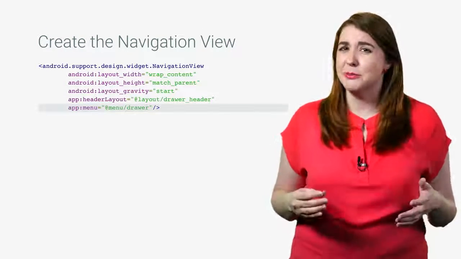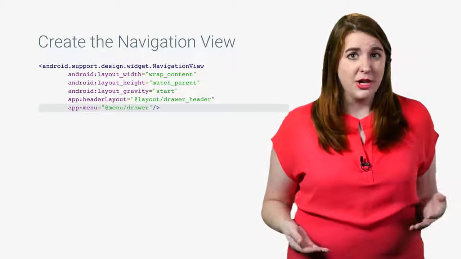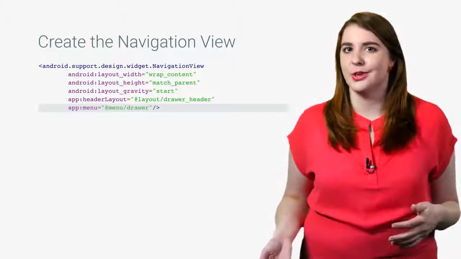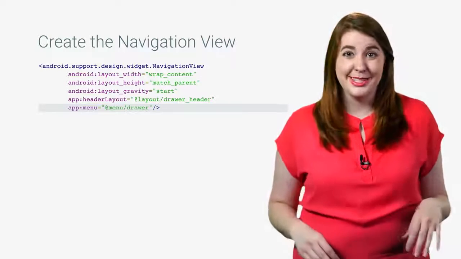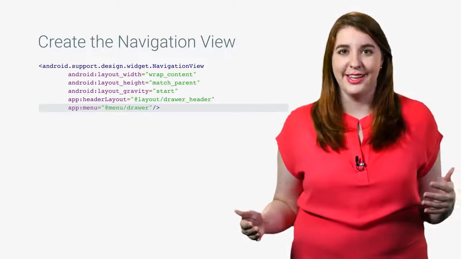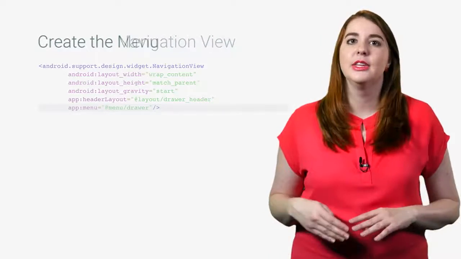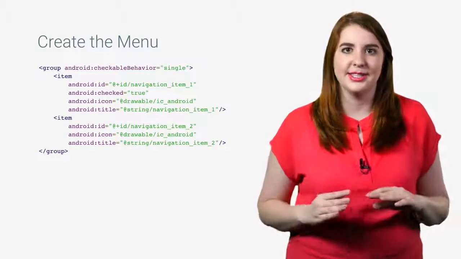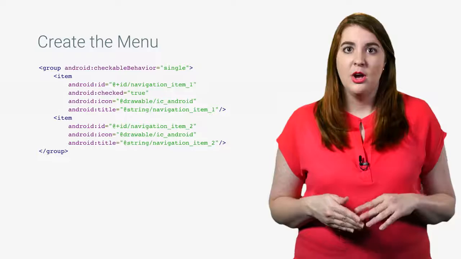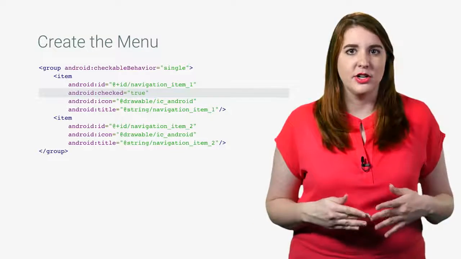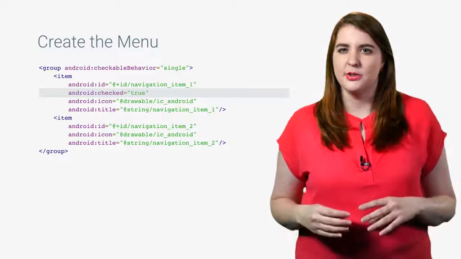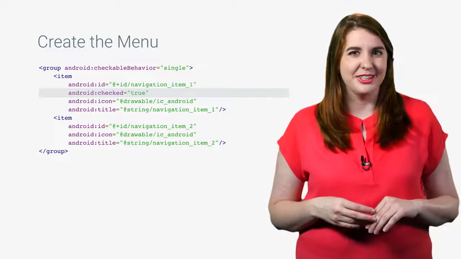The menu is actually pretty great since it allows you to inflate your content from a menu XML resource instead of managing a list view programmatically. And even better, this means that you get all of your material design styling on the nav drawer for free. This menu resource can be as simple as a collection of checkable menu items. Whichever is currently checked will be displayed as the highlighted nav item. However, you can also build more complex menus by using subheaders to group items together.